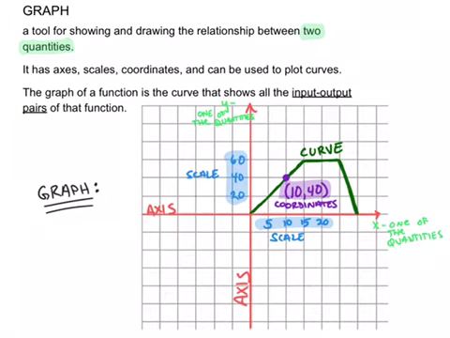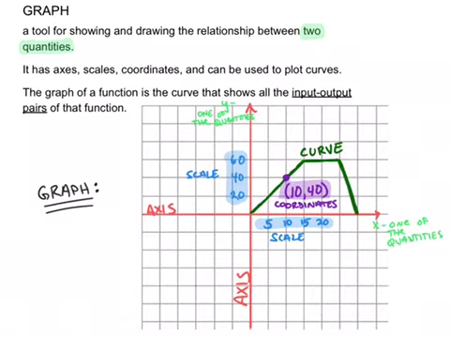Okay, Group 1. Your third vocabulary term is graph. A graph is a tool. It's a visual tool, and it allows us to show and draw about the relationship between two different quantities. It includes two axes. Each one is called an axis. One axis will measure one of the important quantities. The other axis measures the other important quantities.